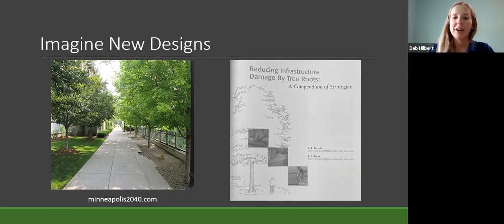modifications to paved areas. Up here is a book that's really helpful. It's called Reducing Infrastructure Damage by Tree Roots. And it's actually a compendium of insights from practitioners in our field. And so there's really good case studies and examples of things you can do, like bridging, recessed planting pits, like you see in this picture right here, where the grade for the tree pit is just slightly lower than the pavement grade. There are mixed results with that depending on what climate you're in.